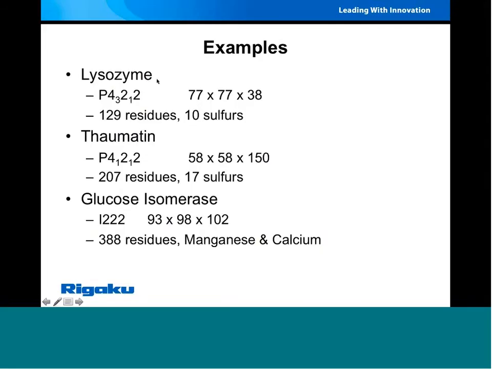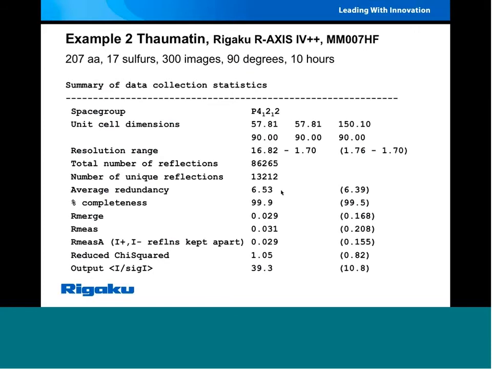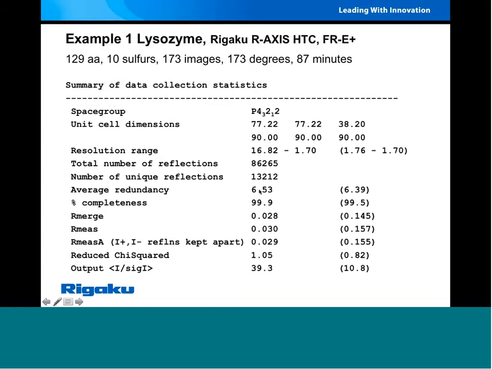So the example I just did was a lysozyme, 129 residues with 10 sulfurs. I showed glucose isomerase, which is 388 residues with a couple of metals in it, and I have also a thaumatin. This is the output of the table 1 from the SCA to DTREC followed by DT scale average. And the thing here is that average redundancy was about 6.5.